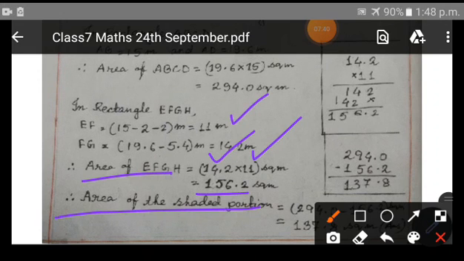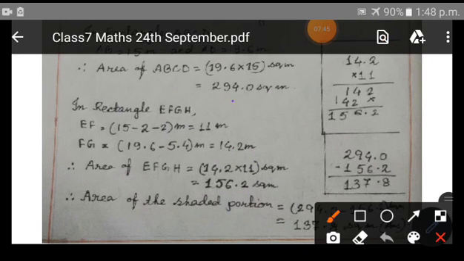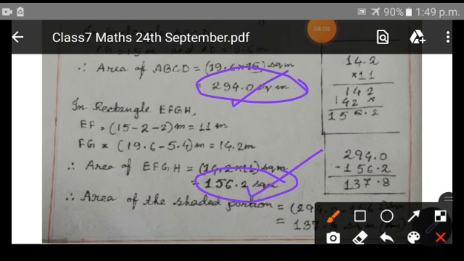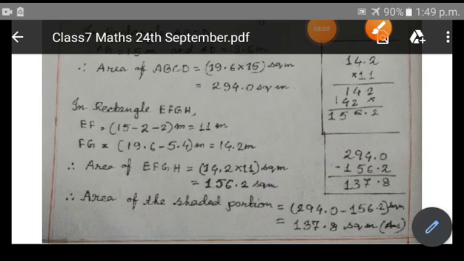So the area of the shaded portion will be area of external rectangle, that is 294 square meter, minus the area of internal rectangle, that is 156.2 square meter. So you are doing the subtraction here. The subtraction has been shown in the graph, and after subtracting we are getting 137.8 square meter. Alright children, so you are going to work out these sums in your classwork notebook.